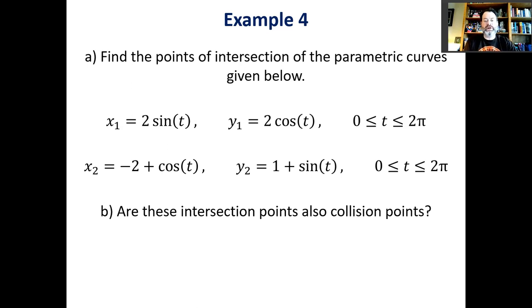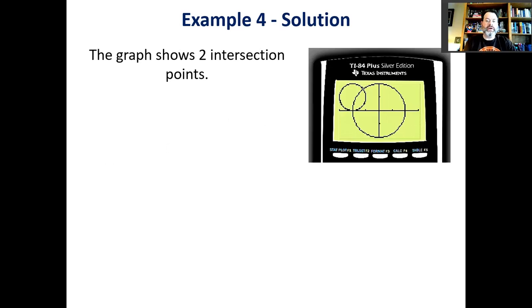And then we're going to see if they're collision points. So again, I graph them first, of course. And I can see that there's 2 intersection points. We think we know what this point is, but we're going to use algebra to show what it is. And this point looks like negative 2, 0. And this one looks like a little bit less than negative 1, like negative 1.2 or something.